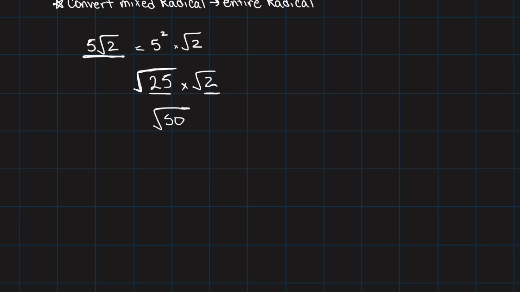Because you break this down, you're like, okay, I can do 50 times 1, I can do 25 times 2, right? Then you're like, okay, 25 times 2, I can't break down 2, but I can find the square root of 25, and it's 5 times square root of 2.